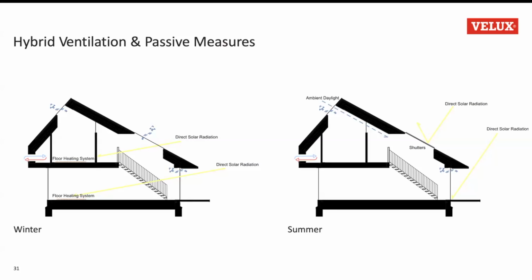and we're still relying on the mechanical ventilation for hygienic requirements. But in the summer season, we shift to passive cooling and also use external shutters to prevent overheating. And this allows us to switch to natural ventilation by opening our roof windows to flush out the heat. So here we're balancing the mechanical and the natural ways throughout the seasons.